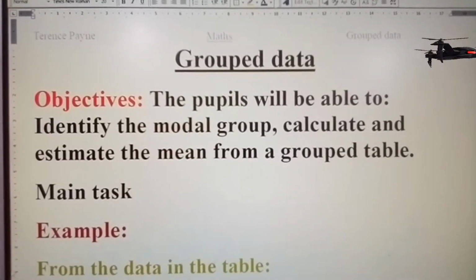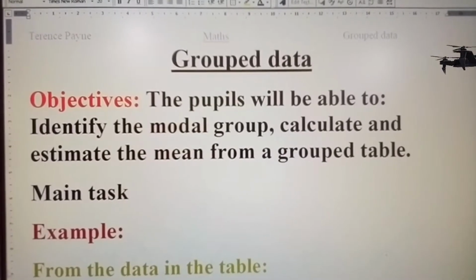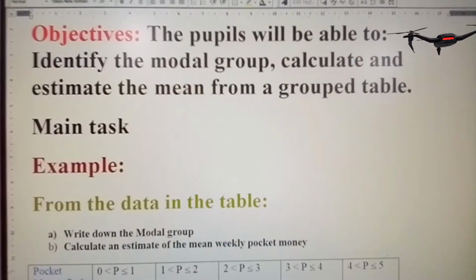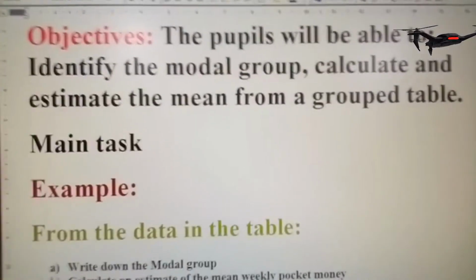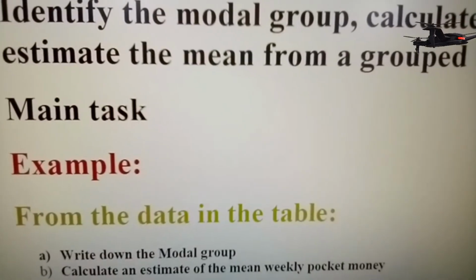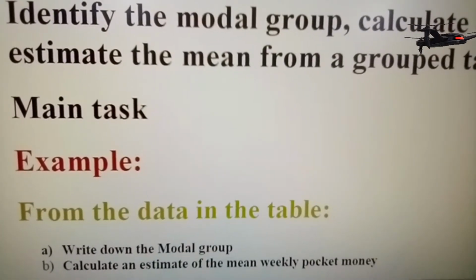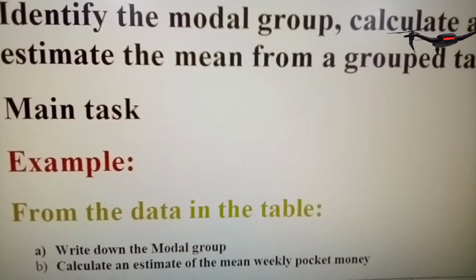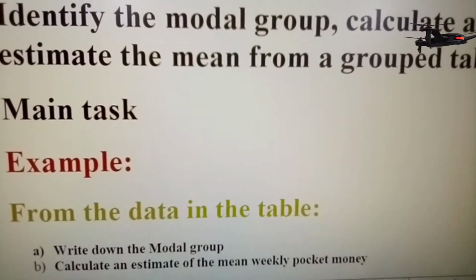Now, main task. What I've done here is to provide an example of what I'm trying to look at first. So let me just make sure that you can read from the data in the table, write down the modal group, and calculate an estimate of the mean weekly pocket money.